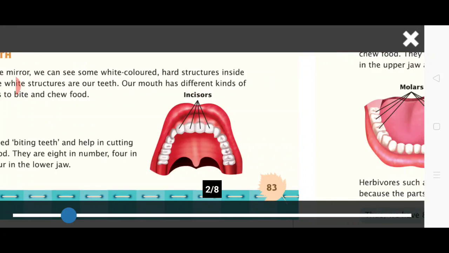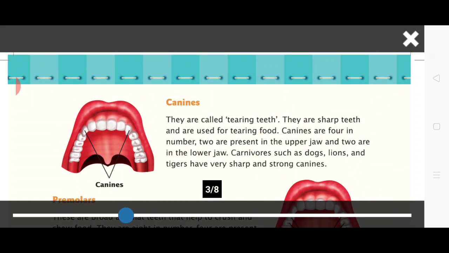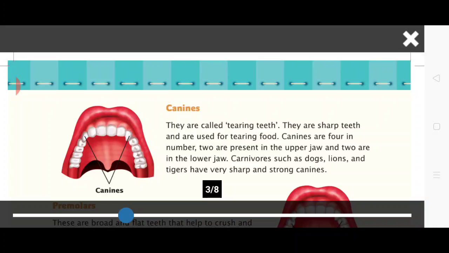Look at the sharp pointed teeth. Look at it on both sides of incisors on each jaw. These are used to tear the food like a fork. So they are called canines. They are 4 in number, 2 in each jaw. They are also called tearing teeth.